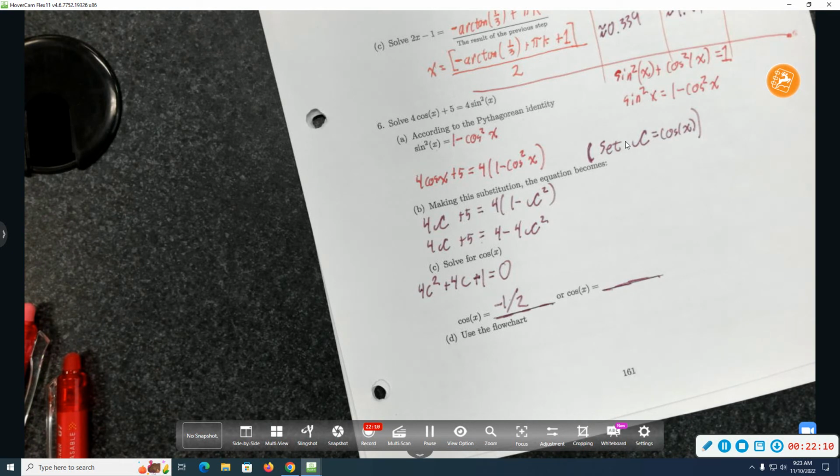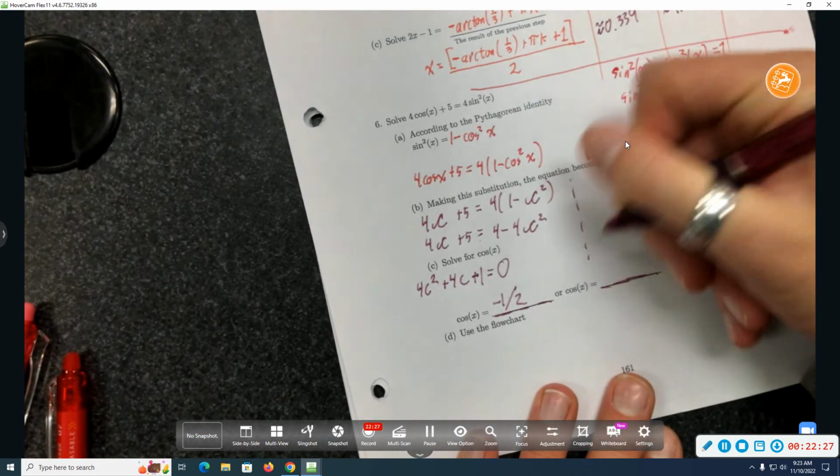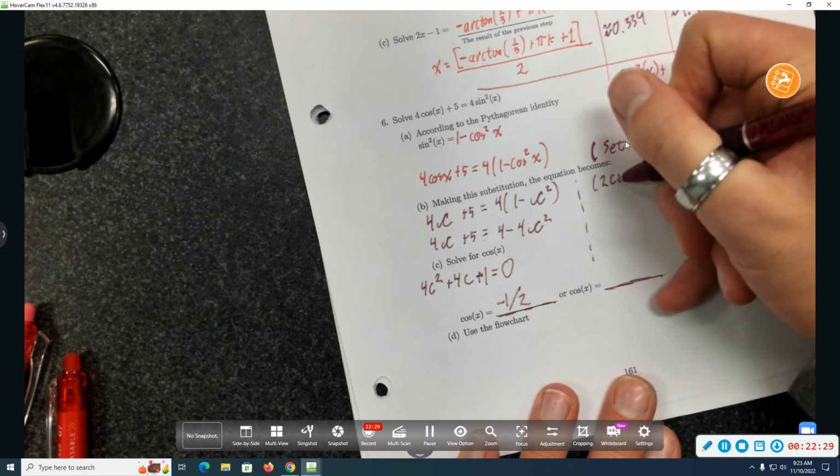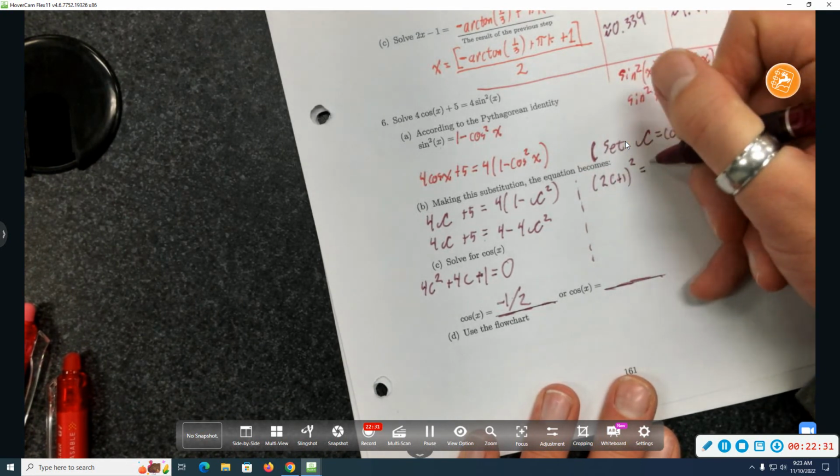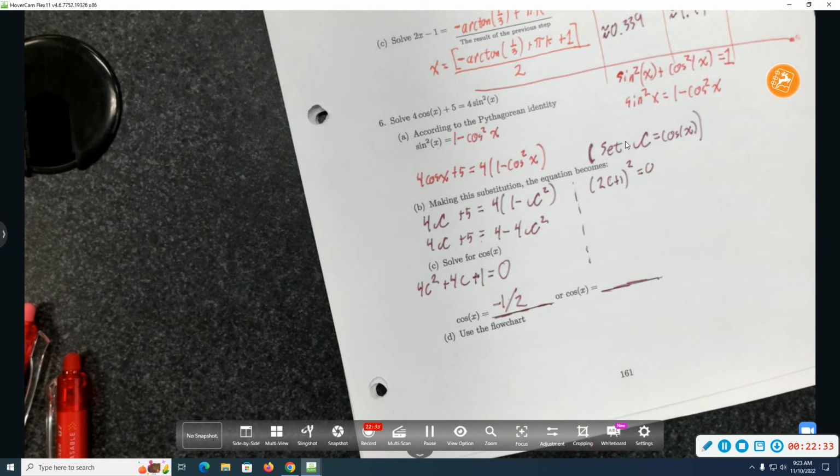Yeah. So, from here the strategy is either you can recognize that this is a perfect square or you use the quadratic formula. Can you recognize that this is, well, is this a perfect square? Yeah, so you could rewrite that as 2c plus 1 squared equals 0. Oh, now it's easy to set that equal to 0. The only thing whose square is 0 is 0. 2c plus 1 equals 0 when c is equal to negative 1/2.